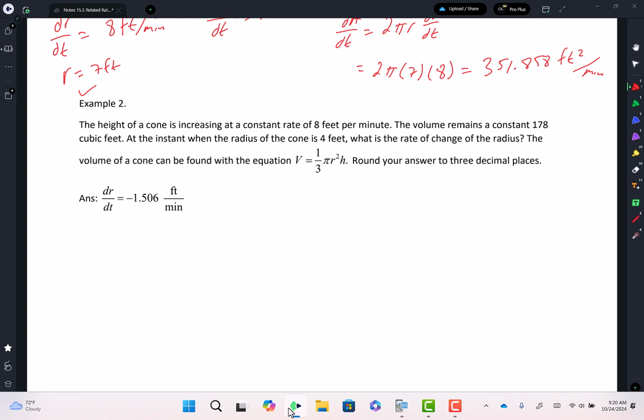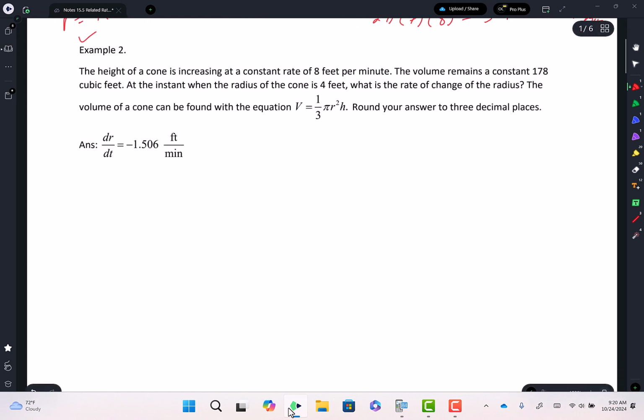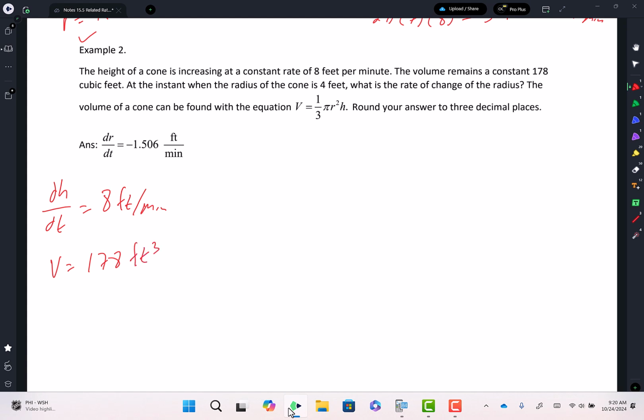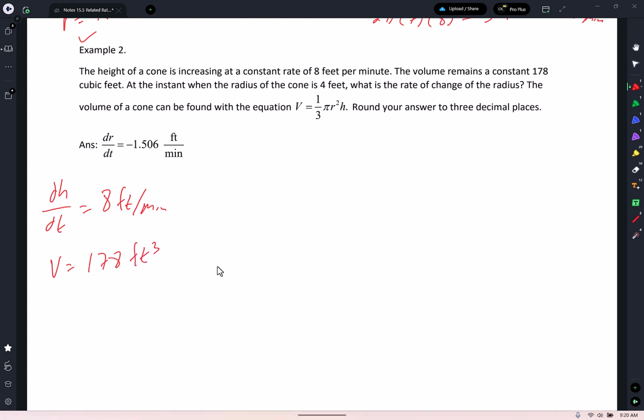The height of a cone is increasing at a constant rate of 8 feet per minute. So that's the height of a cone. So I'm going to write dh/dt equals 8 feet per minute. The volume remains constant, 178 cubic feet. Volume equals 178 cubic feet. So what does it mean when it says constant? That means that the derivative of volume is 0. So if you want to put units on this, you can. Any type of volume over time is fine. So it's 0.